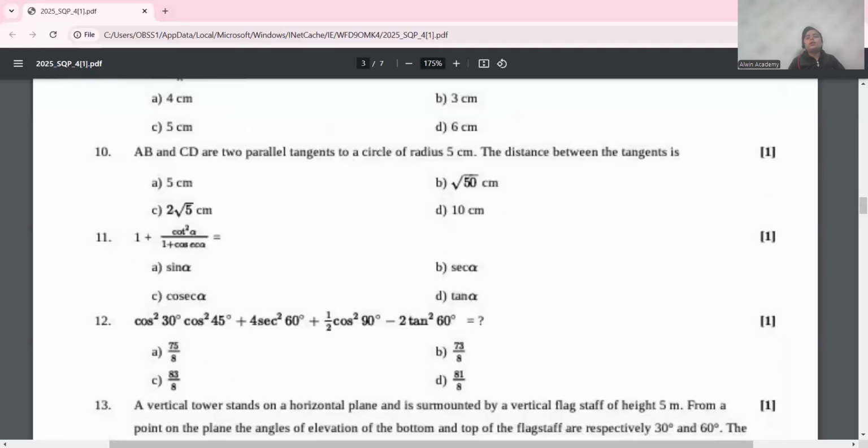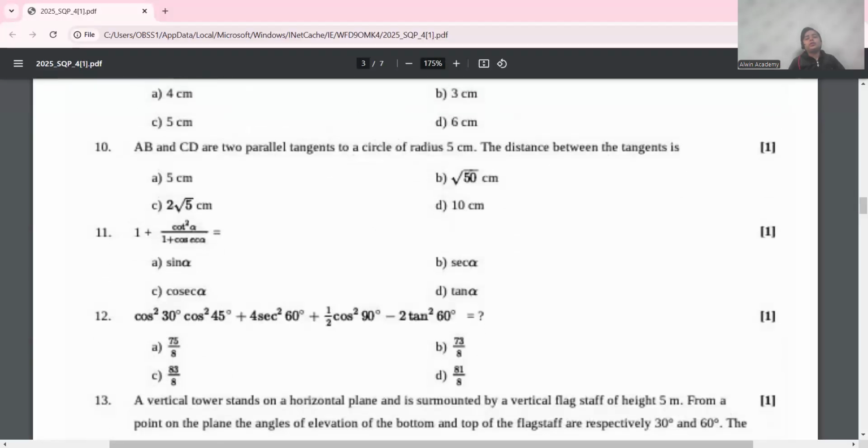AB and CD are two parallel tangents to a circle. The distance between the tangents is. So essentially, what this would mean is if there are two parallel tangents to a circle, then we can say that this particular radius and this particular radius both combine together to form the diameter of the circle, and the distance between them is also the diameter, which would be option number D, 10 centimeter.